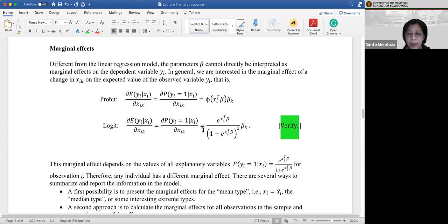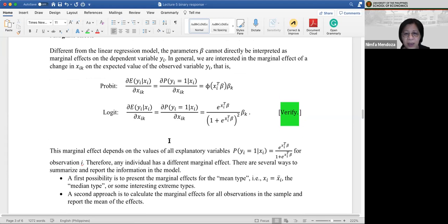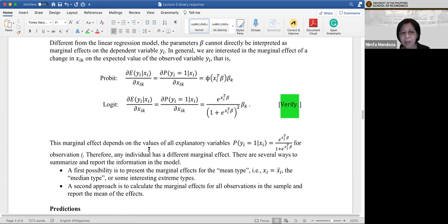Note that you have a square here in the denominator. And using the chain rule, the partial of x sub i transpose beta with respect to x sub ik is beta k. So these are the marginal effects. Note that you have the subscript i for y, therefore these expected values can differ from cross-section unit to cross-section unit. Note that the marginal effect depends on the values of all explanatory variables.